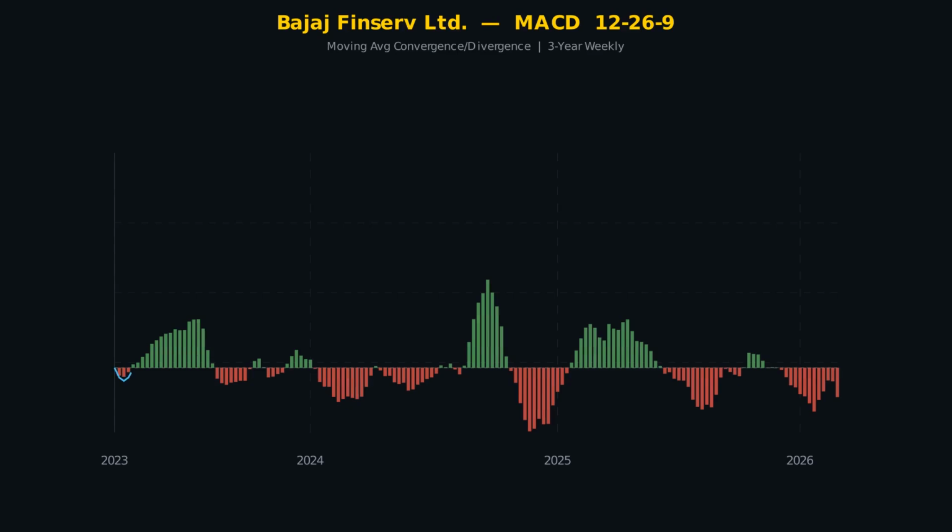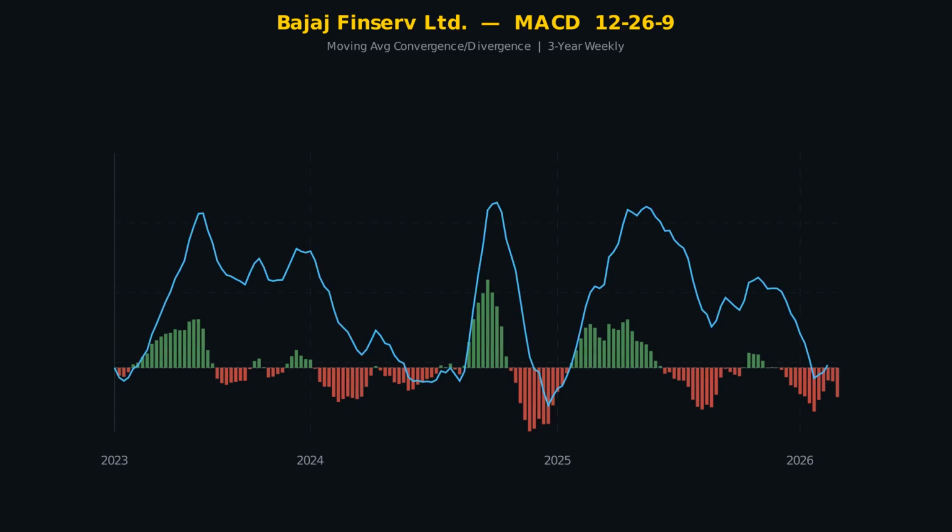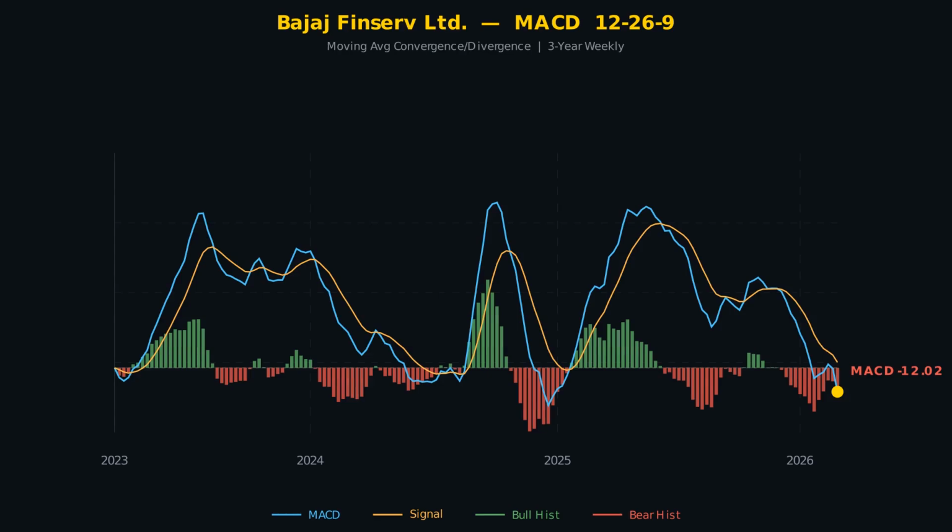Green bars mean MACD is above signal, bullish momentum. Red bars mean bearish momentum. Currently, the histogram is expanding. The MACD line is below the signal line. Bearish pressure is present.